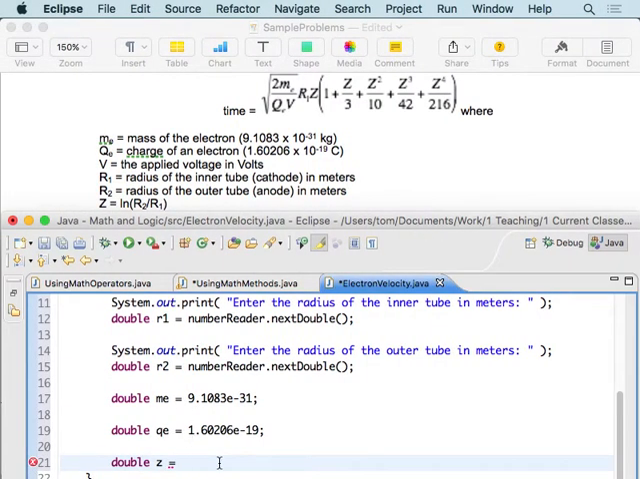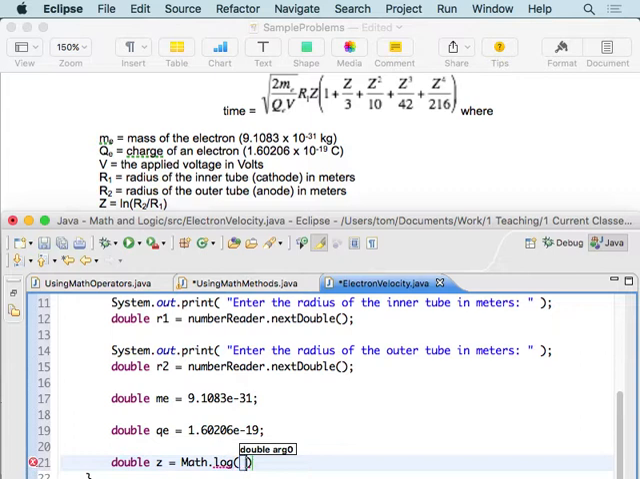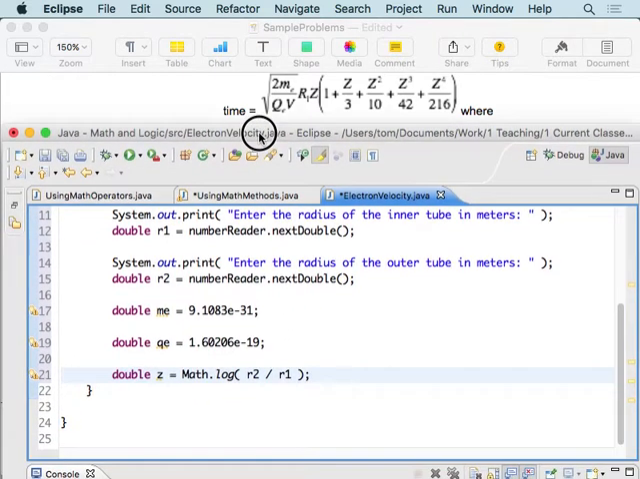So I'm going to go ahead down here where I have double Z and put in math.log. And the thing I'm taking the log of is R2 divided by R1. Okay, so you guys don't need to have all these spaces in here, but I just do that so that it's a little bit easier for you guys to read from your seats.